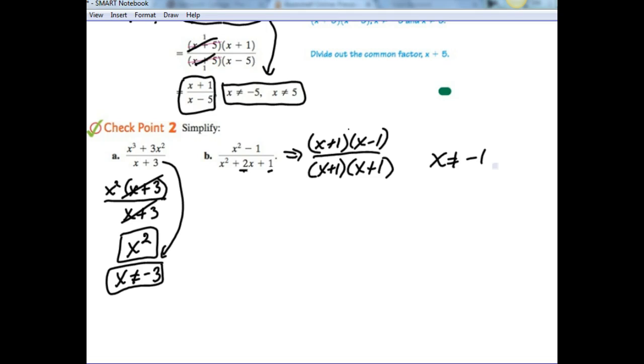However, I also want you to notice that the x plus 1's cancel, so my final answer is left as x minus 1 over x plus 1. There's my answer. There's my excluded value. I hope this was helpful.